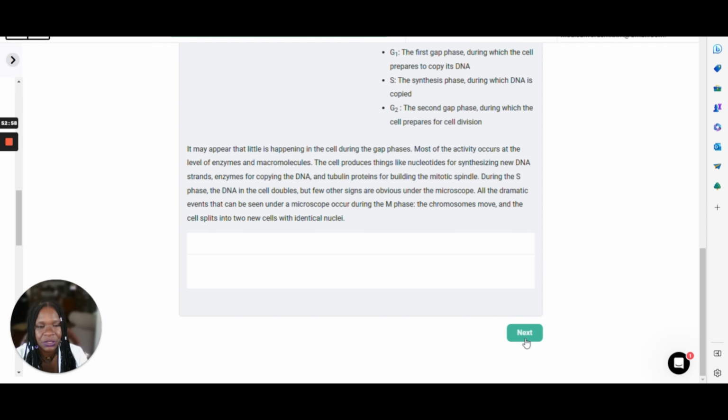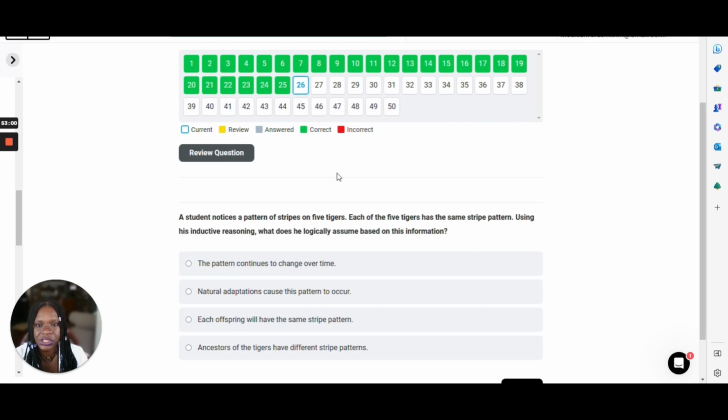All right, you guys, next question. Question number 26. A student notices a pattern of stripes on 5 tigers. Each of the 5 tigers has the same stripe pattern. Using his inductive reasoning, what does he logically assume based on this information?